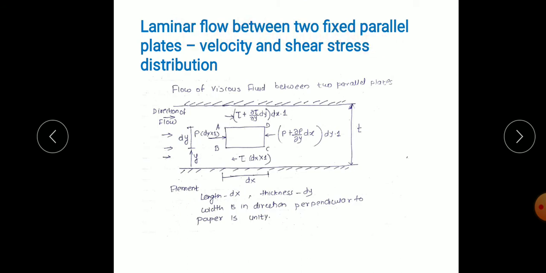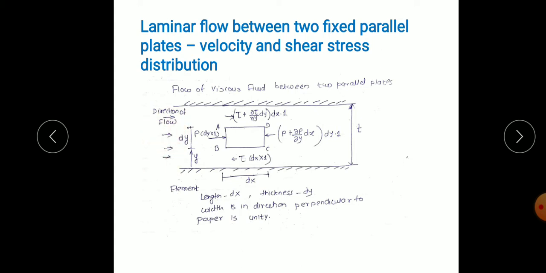So flow is taking place between the parallel plates. This is one plate, which is fixed. The hatching shows that it is a fixed plate. The bottom plate is also fixed. The gap between these two plates is t. The flow will take place between these two plates from left to right. This is the direction of flow.